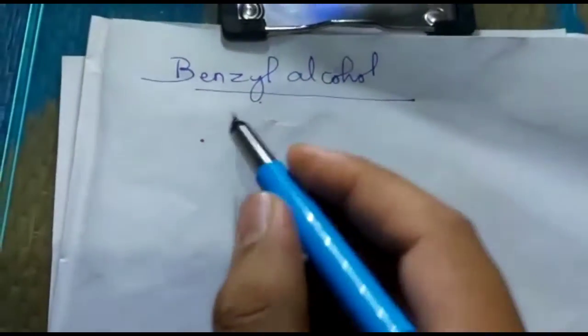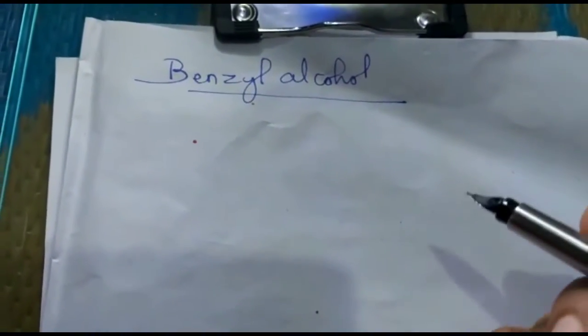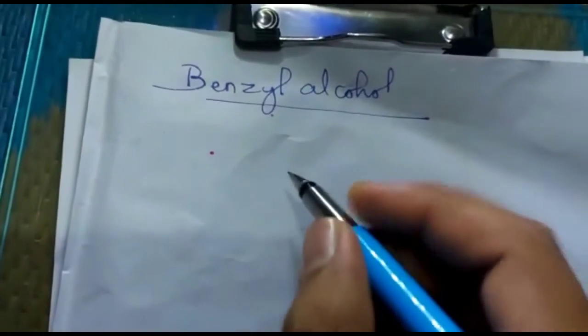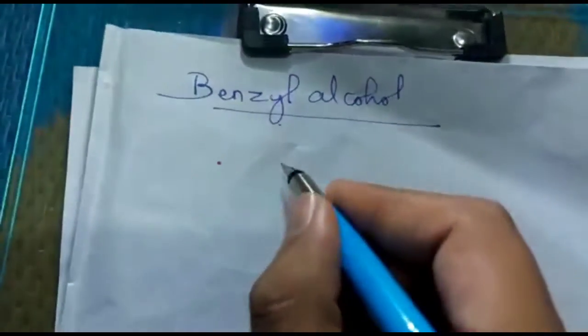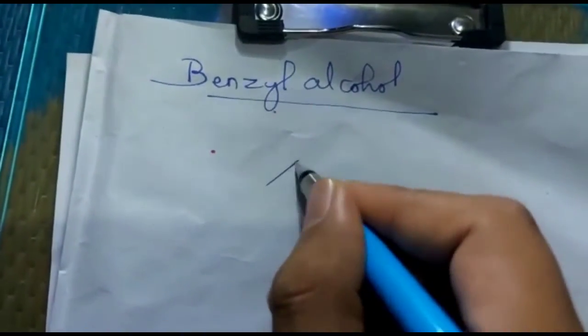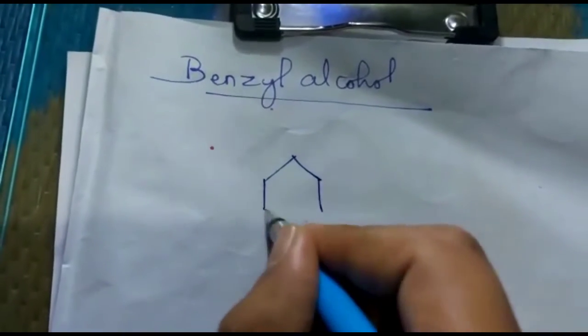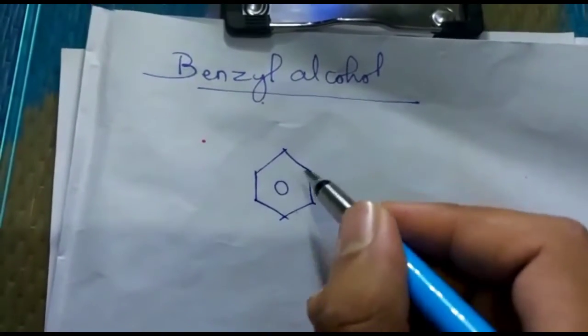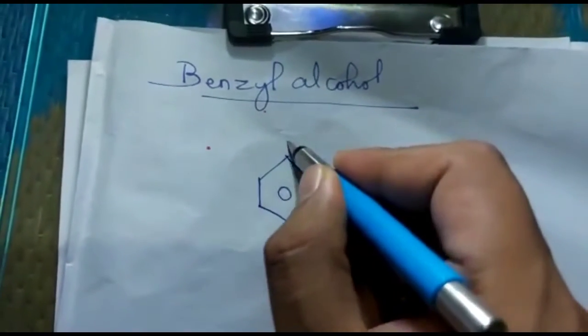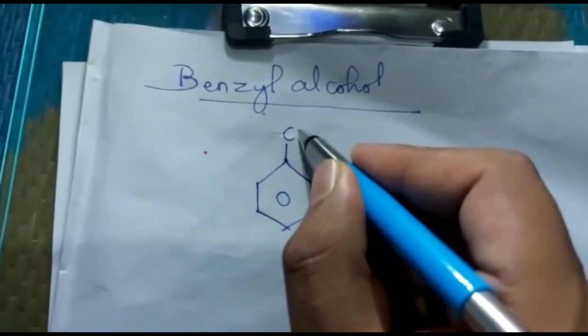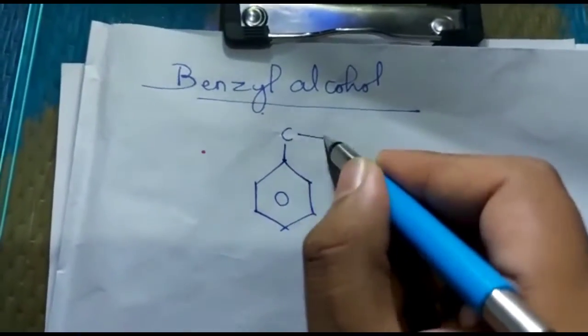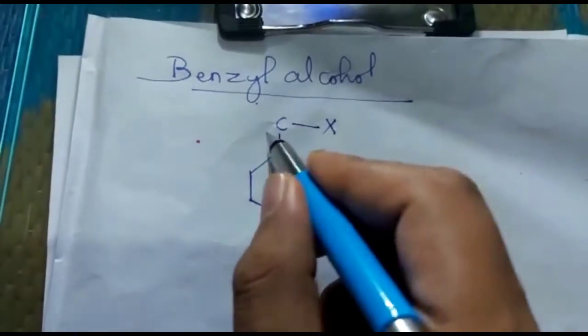So come to the next classification. Next is our benzyl alcohol. In haloalkane and haloarene, we have discussed the benzylic group. Benzylic group means, suppose this is our benzene ring, one more carbon is attached with the benzene ring, and with that carbon the halogen group is attached.